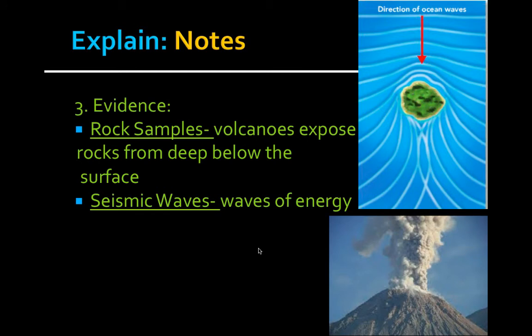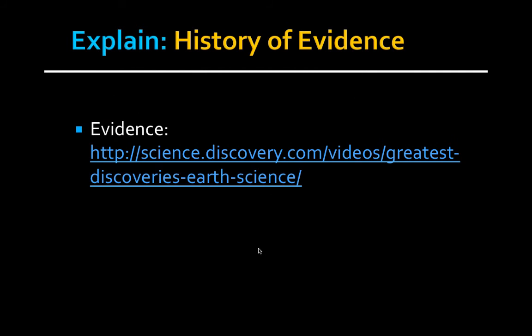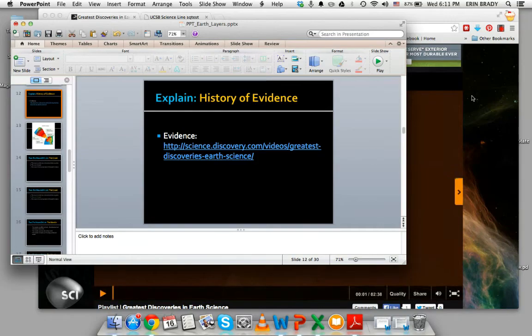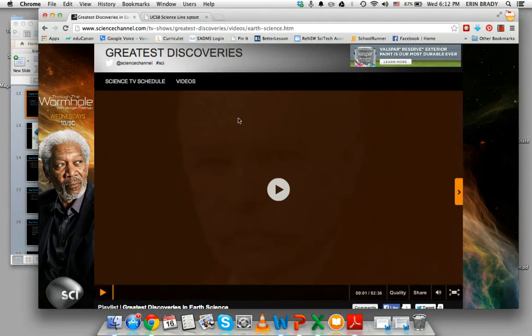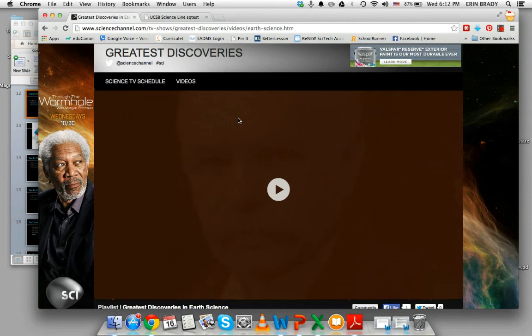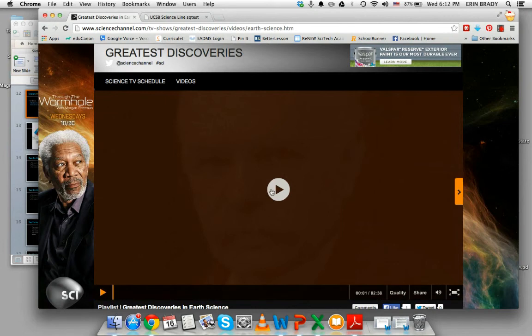And seismic waves. These are waves of energy that are produced due to earthquakes deep within the Earth. And as the waves of energy travel through the layers, they change their pathways and patterns so we can determine the density of those layers. So, what is the history of this evidence? Let's learn a little bit about the scientists that actually discovered these 4 layers.